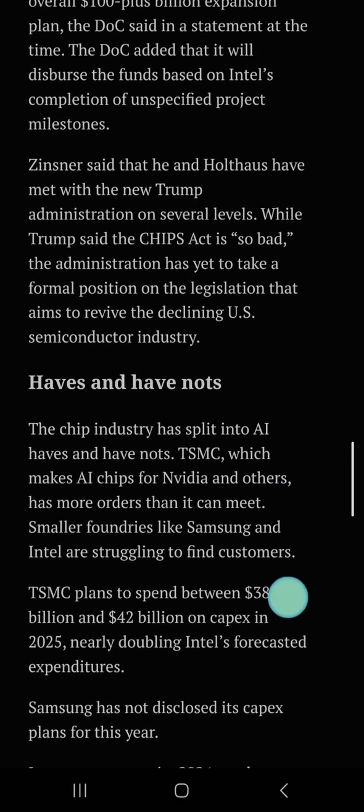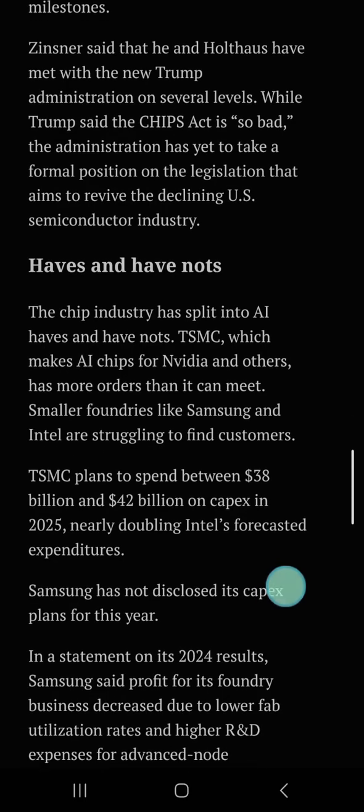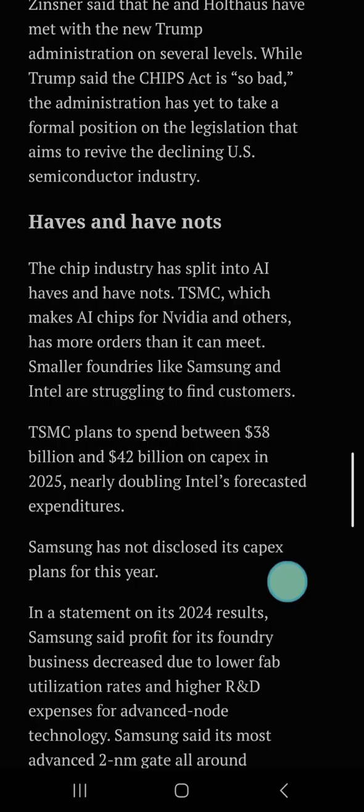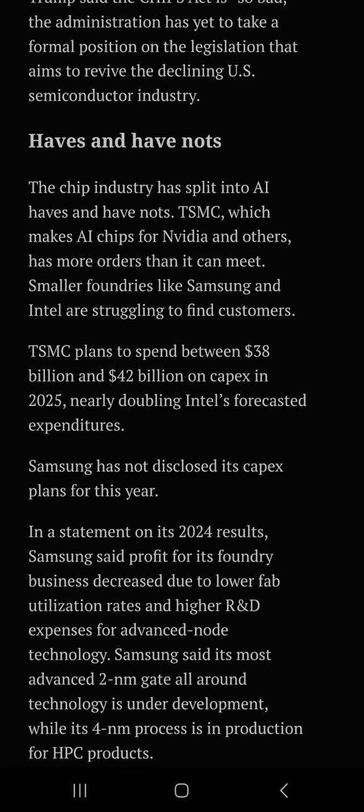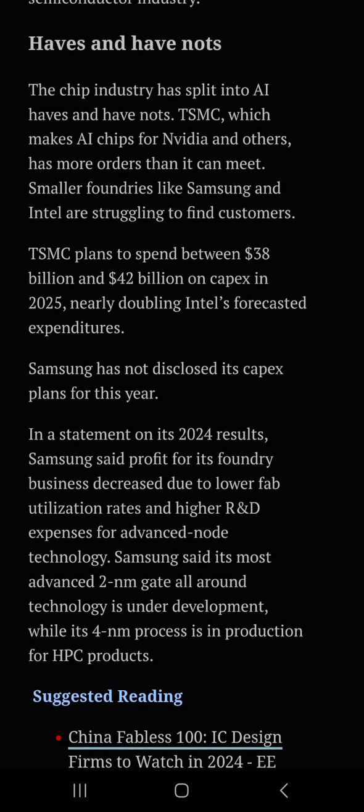Haves and have nots. The chip industry has split into AI haves and have nots. TSMC, which makes AI chips for NVIDIA and others, has more orders than it can meet. Smaller foundries like Samsung or Intel are struggling to find customers. TSMC plans to spend between $38 billion and $42 billion on capex in 2025, nearly doubling Intel's forecasted expenditures. Samsung has not disclosed its capex plans for this year.